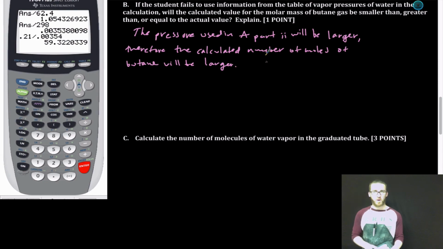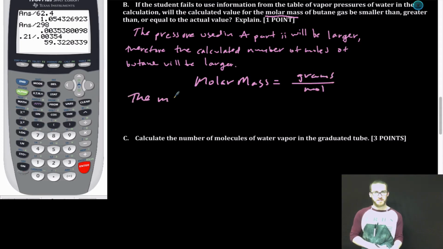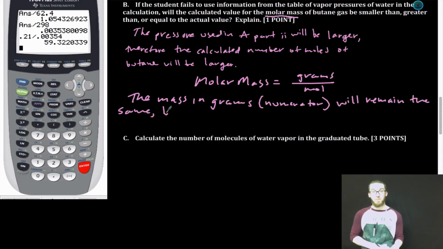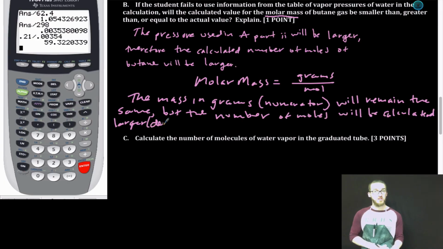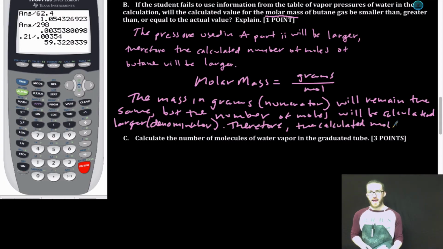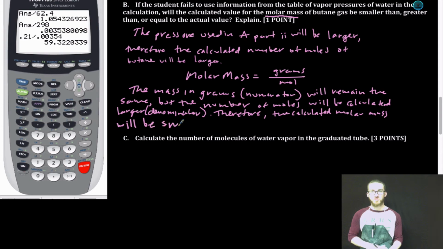All right, now be careful. We're asked to determine if the calculated value for the molar mass of butane will be smaller than, greater than, or equal to. Recall that molar mass equals the mass in grams per mole. The mass in grams, our numerator, will remain the same, but the number of moles will be calculated larger. That's our denominator. Therefore, the calculated molar mass will be smaller.